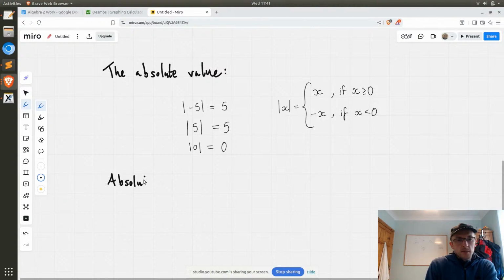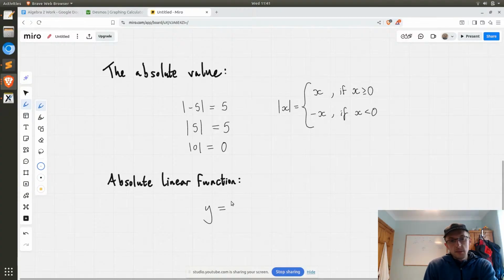This you would call an absolute linear function. We've just seen linear functions, many of them. Here's an absolute linear function, like in its general form. So imagine this.